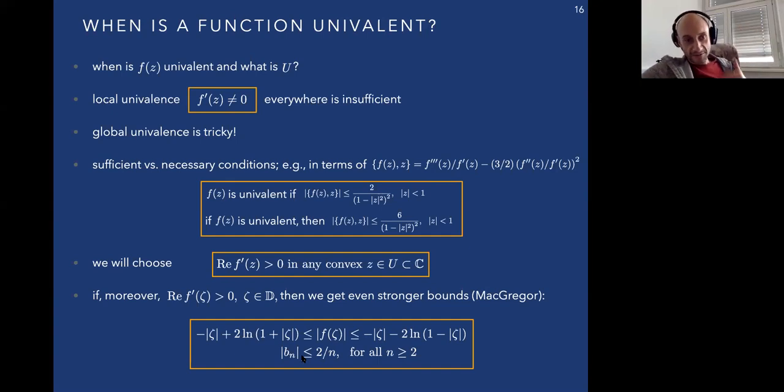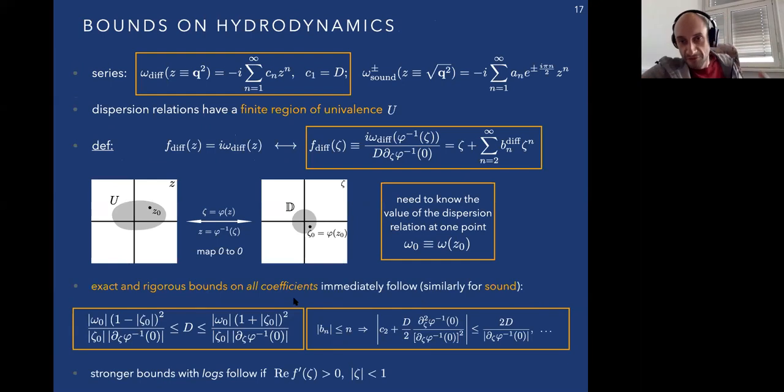All right, good. So this was mathematics. Now, what does this have to do with hydrodynamics? So let's look at our series, right? So we have some kind of diffusive series. This is the diffusive series. And the first coefficient of the series is the diffusion constant. We also have the sound series, which has this form of the Puiseux series. And the first coefficient is the speed of sound, okay?